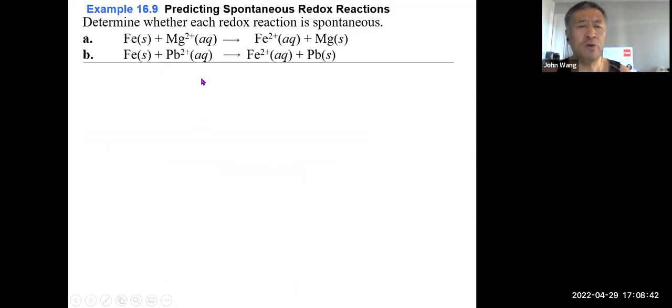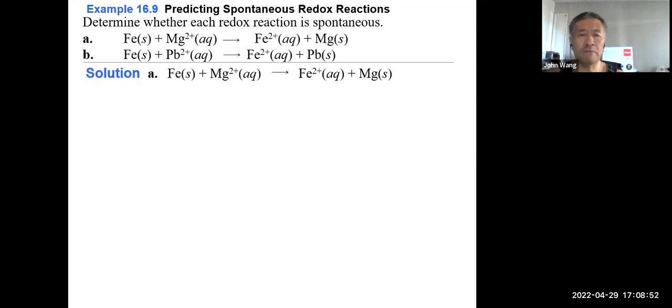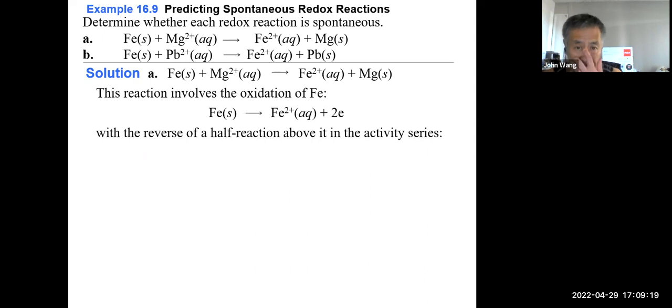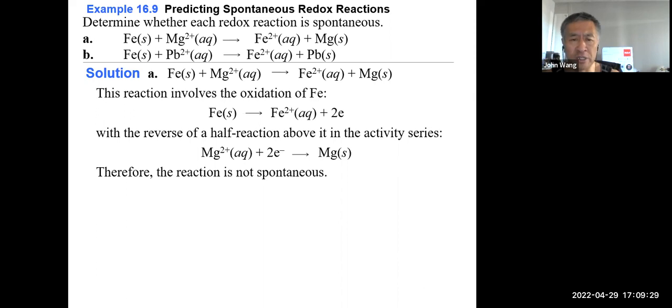All right, so therefore we can just use that table to determine, for a given reaction, if that reaction happens spontaneously from left to right. For the first one, you want to predict if Fe solid plus magnesium 2+ produces Fe 2+ ion and magnesium metal, is that spontaneous? Well, the reaction involves oxidation of Fe. So we have that equation with the reverse reaction above it in the activity series. So therefore, this is not spontaneous.